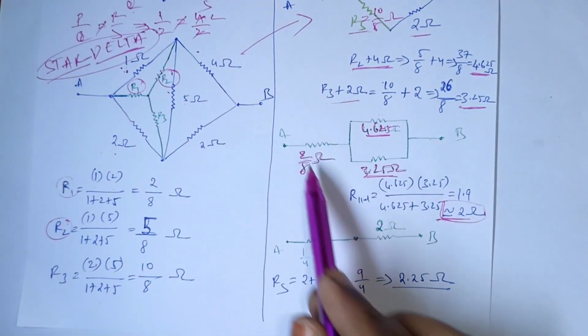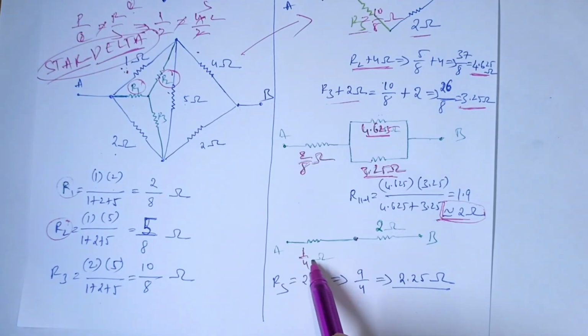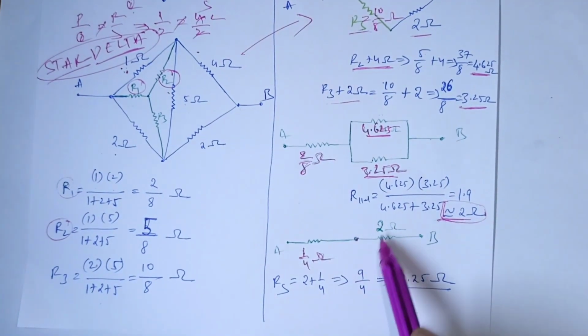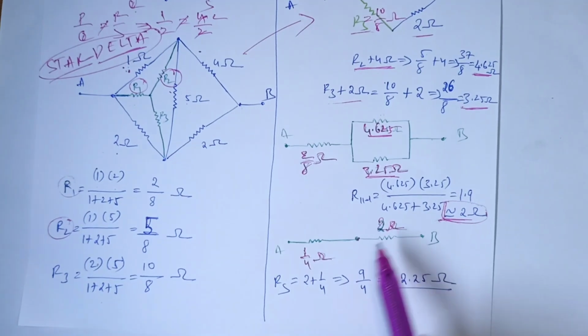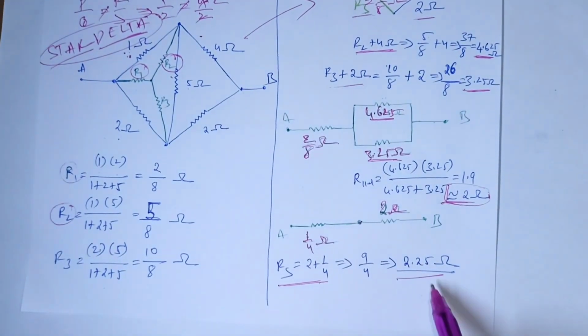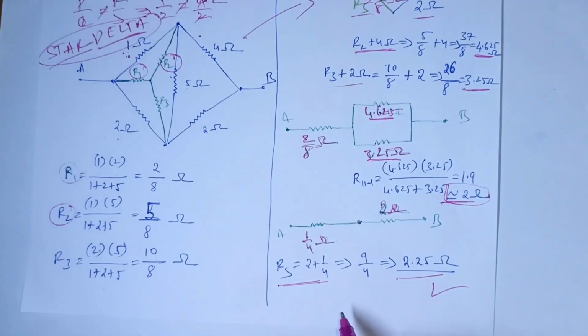At the place of 2 by 8, that is 1 by 4 or 0.25, and 2 ohm, I have taken 2 ohm. So these two are in series. After solving, we get 2.25 ohm. Okay, thank you.